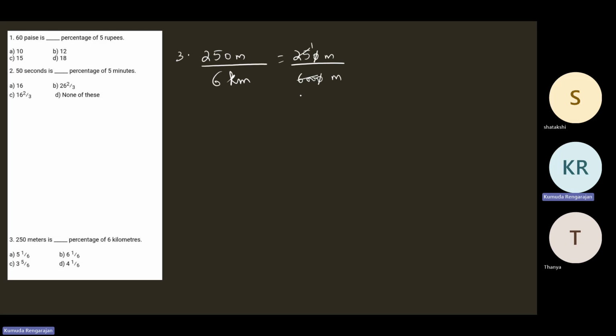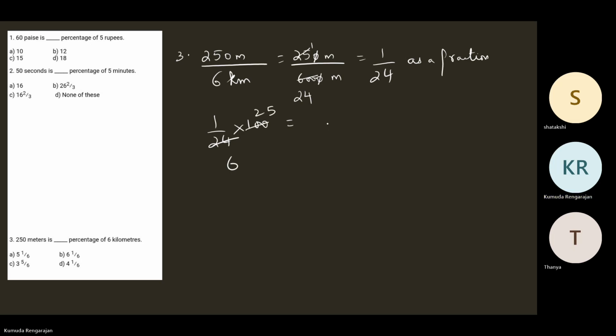25, how many times in 600? This is the fraction. Percentages. So 6 times, 4, 25 times. So 25 by 6, which is 4 1 by 6%.